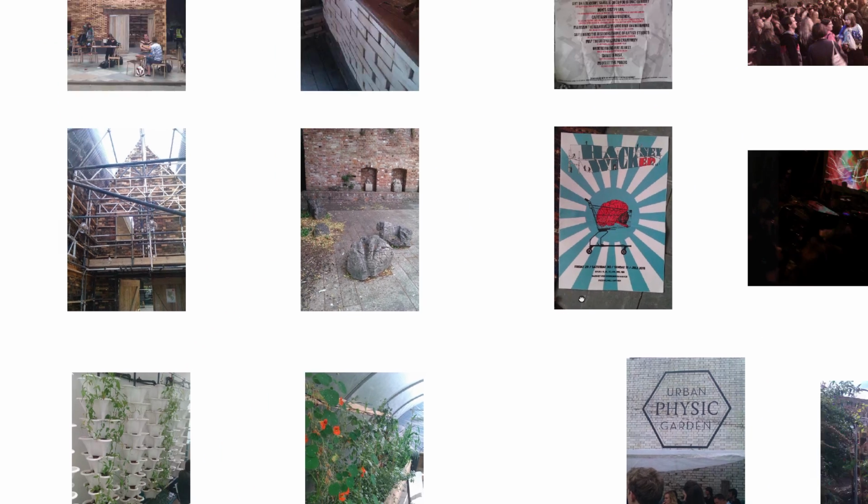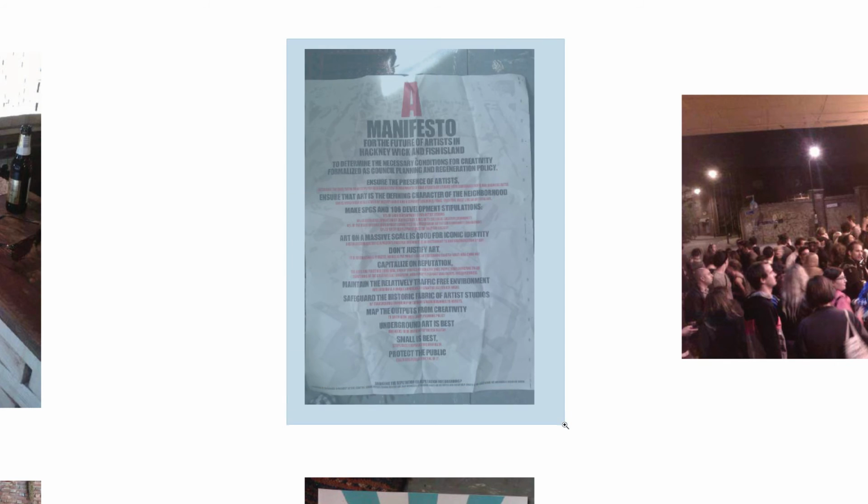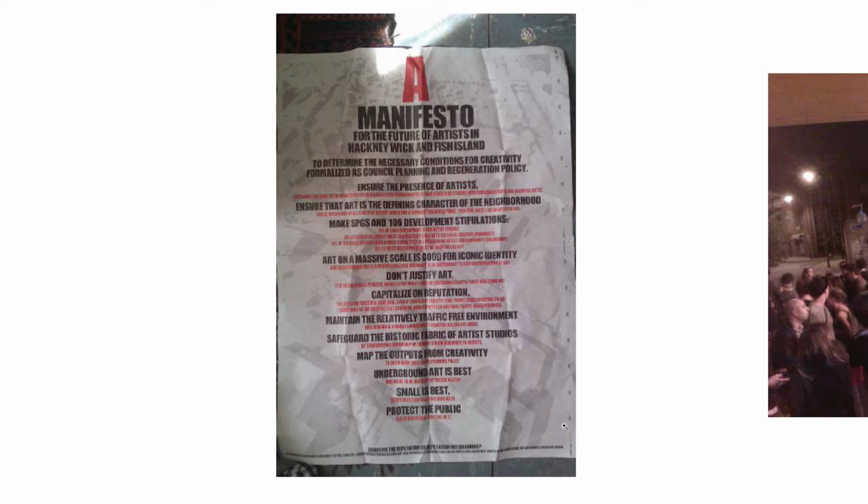Now, one of the key points of cultural programming that they were doing, and this is another project of theirs more focused on cultural programming, was that they created this manifesto for the future of artists in Hackney, Wick, and Fish Island. You can see here that they were saying: determine the necessary conditions for creativity, formalised as council policy, council planning and regeneration policy. Ensure the presence of artists. Ensure that art is the defining characteristic of the neighbourhood.